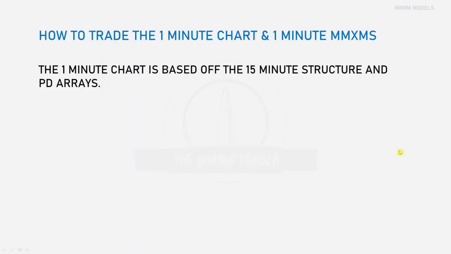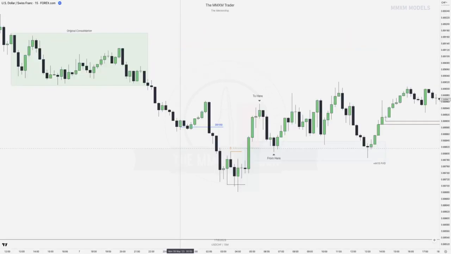So how to trade the 1-minute chart and 1-minute market maker models. The 1-minute chart is based off the 15-minute structure and PD arrays, right? So remember about time frame alignments from monthly to daily structure and so on and so on. And now we go from that 15-minute PD array into a 1-minute market maker model. Right, so we got USD Swiss franc again, right? Same chart.